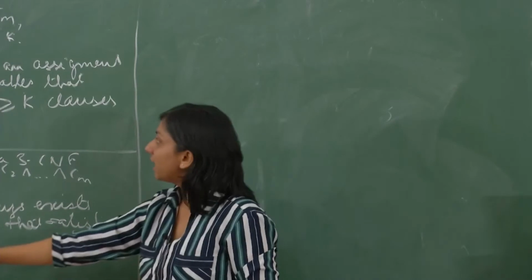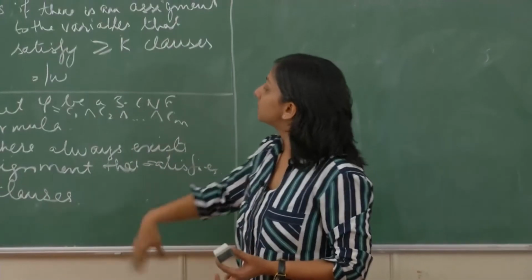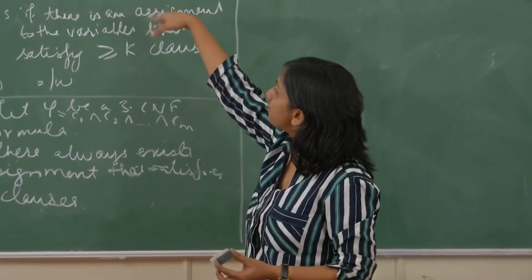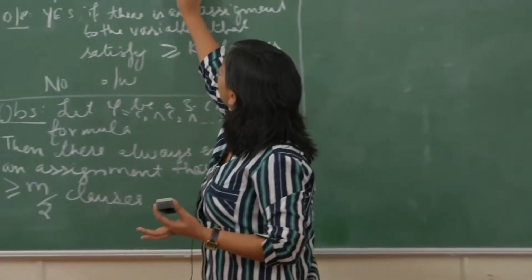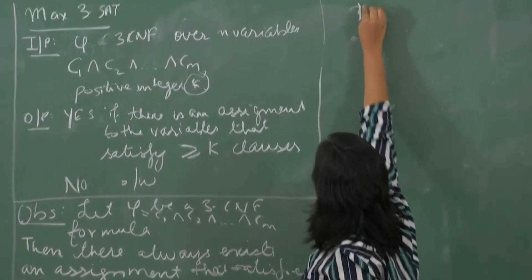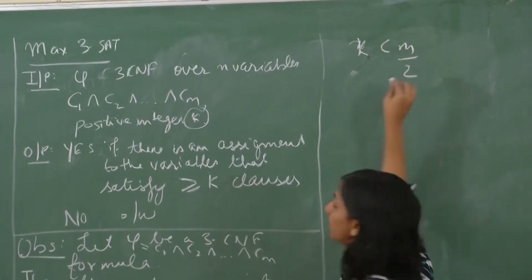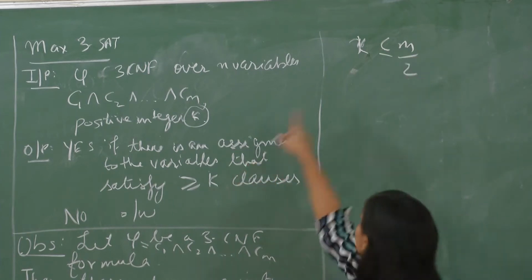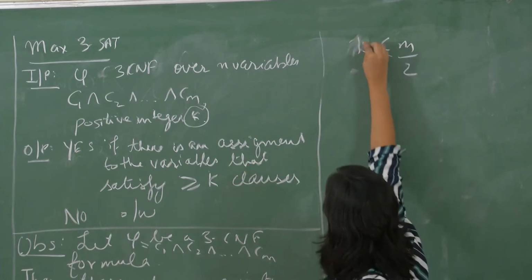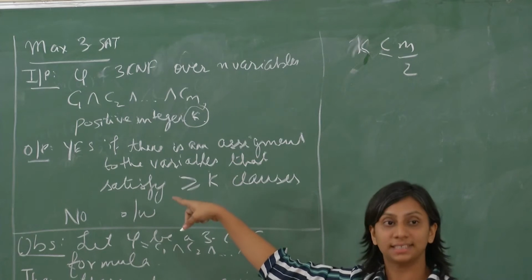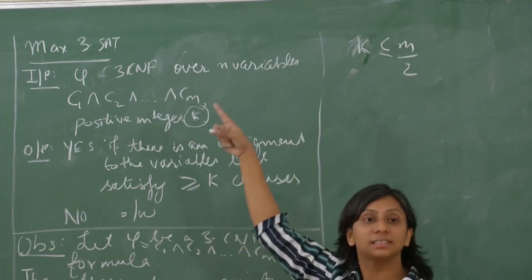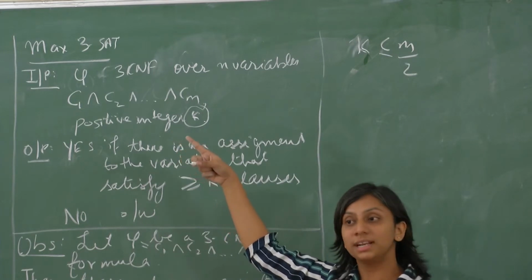So suppose you have this observation. Now suppose in the input instance, k was some number less than M/2. Then what can you say? If k was at most M/2, then what is the question asking? It is asking, is there an assignment that makes at least k clauses true?